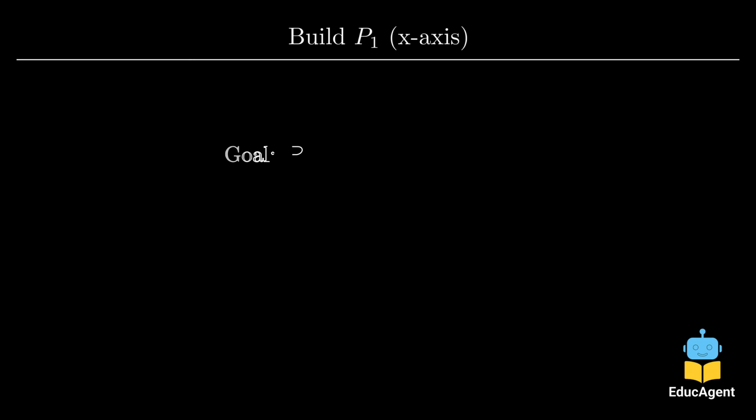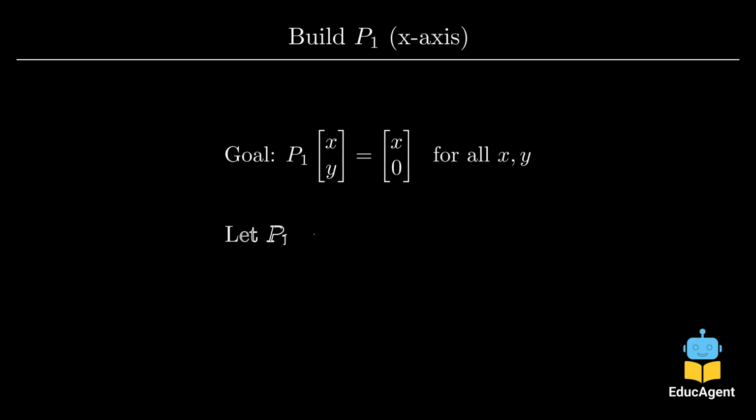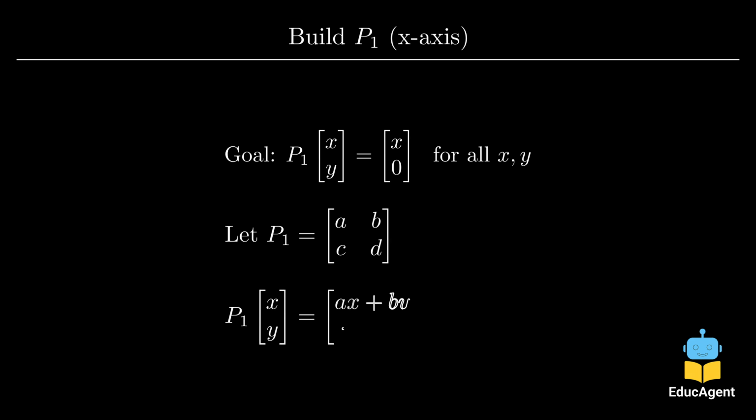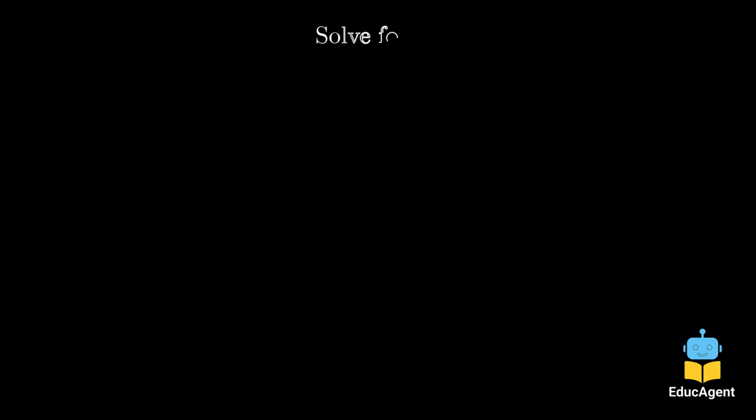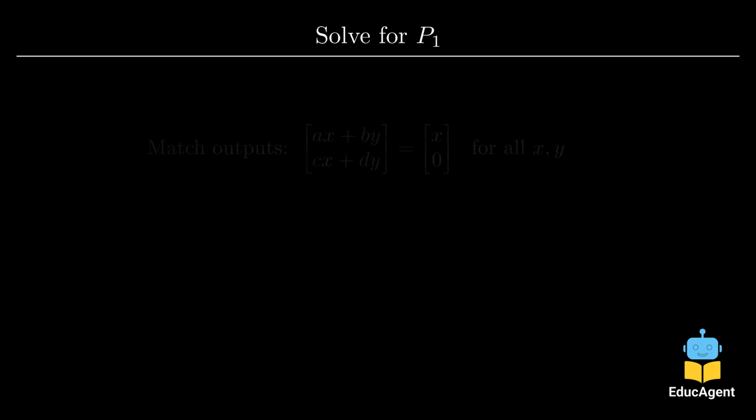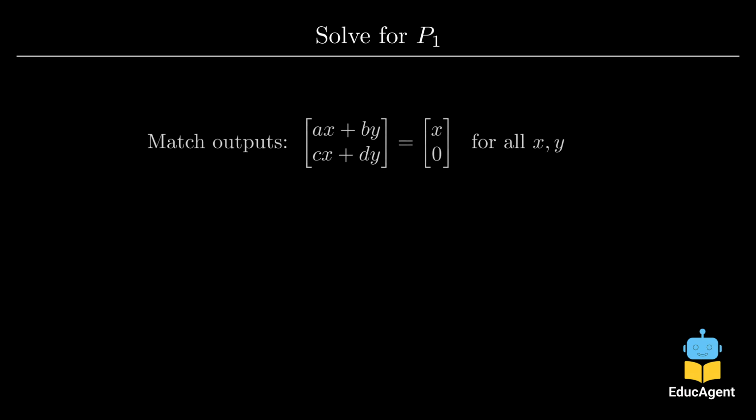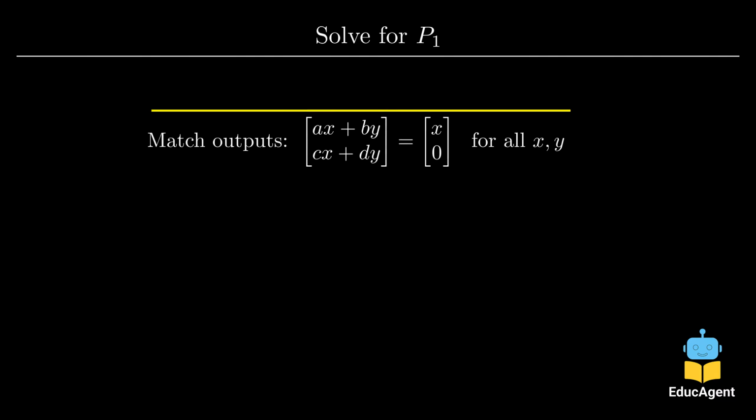A projection matrix must work for every input vector, not just one example. We'll start with an unknown 2x2 matrix and force it to behave like an x-axis projector. Multiplying a matrix by (x, y) produces two linear combinations, one for each output coordinate. Since this must hold for any x and y, the coefficients must match exactly.